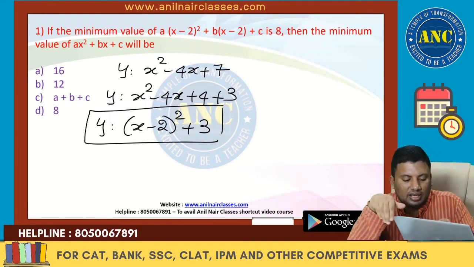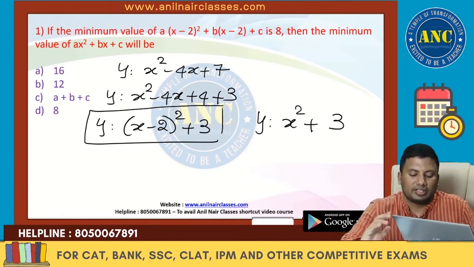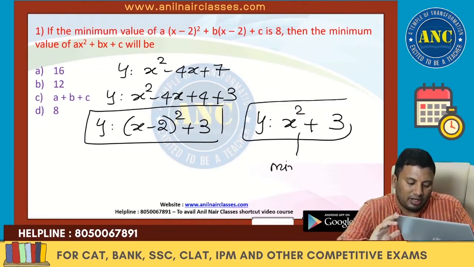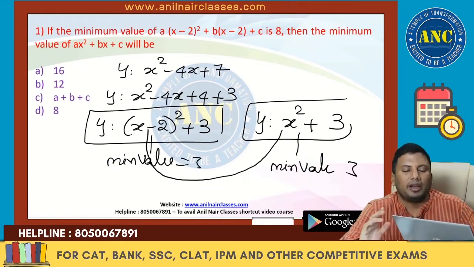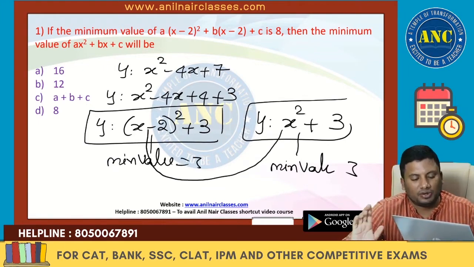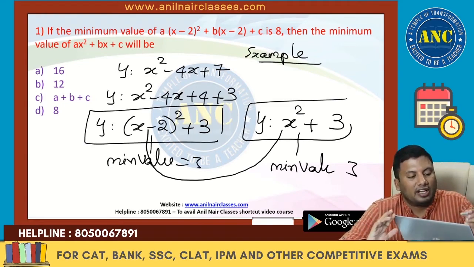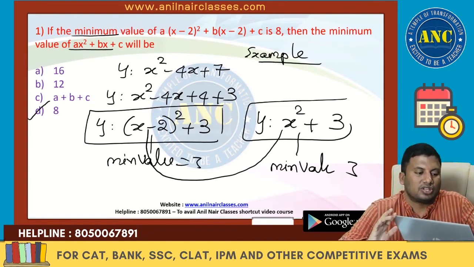Now if you see, x square plus 3 is another quadratic expression. What is the minimum value of this graph? It is 3. What is the minimum value of the other graph? It is also 3. X is just shifted by 2 units. I hope why I took this example is clear to you. The graph is just shifted. If the graph is shifted, the minimum value will not change. So the answer for this question is 8.